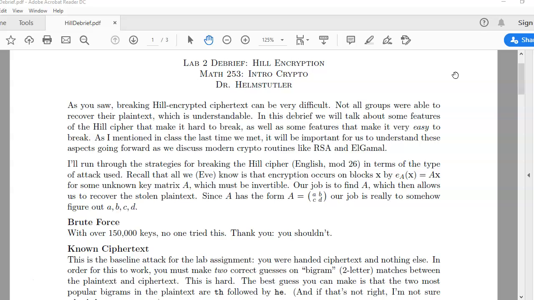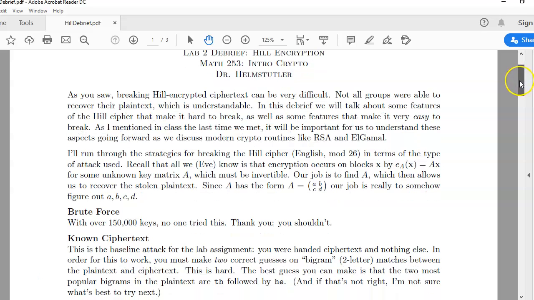But let's go ahead and talk about how to break a Hill cipher, because you will need this knowledge for your midterm exam. As you experienced in the lab, it can be really hard to break a Hill cipher. It's a pretty decent cipher, to be honest, so that's not a surprise. Not all the groups were able to do it, and that's understandable. In this handout, which I'm going to break into two parts, we're going to talk about some of the features that make it hard to break, and some of the features that, surprisingly maybe, make it really easy to break.